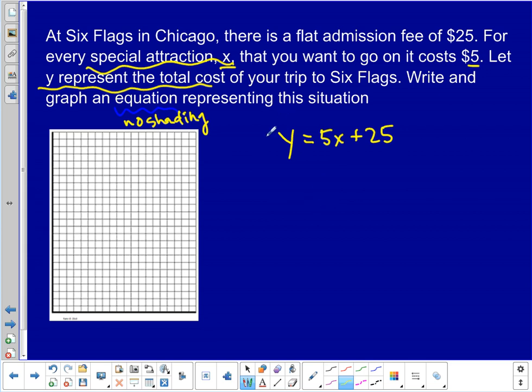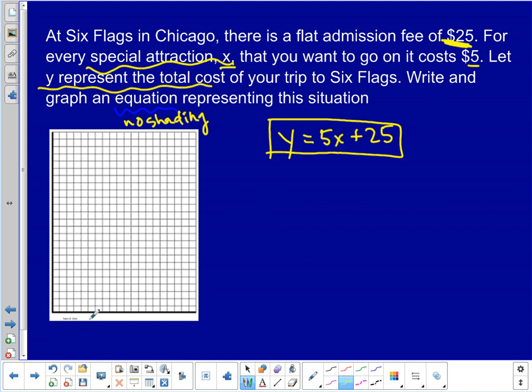So this is a slope-intercept form equation rather than a standard form equation because there's only one thing that's changing with each price. Okay, so the number of special attractions is what's going to change your price. This is a flat admission rate. Okay, so I don't need to worry about that having a variable. All right, so now let's graph it.